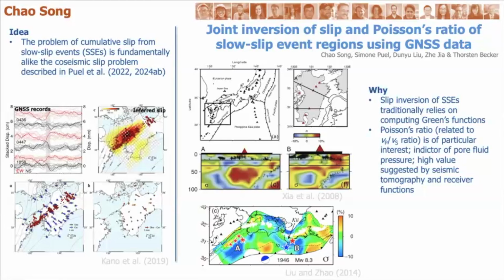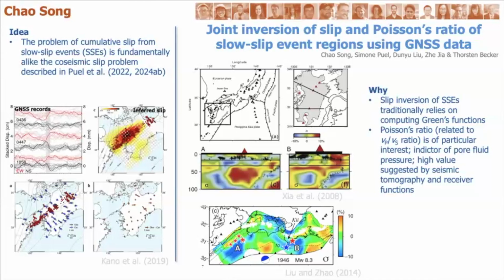So when I thought about that, I thought, you know, slow slip event, if you only care about the cumulative slip on the GNSS record, from the start to the end, regardless of how long it takes, it can take a year or a few months. If you only care about cumulative slip, the problem itself is fundamentally like the coseismic slip inversion described in those papers.